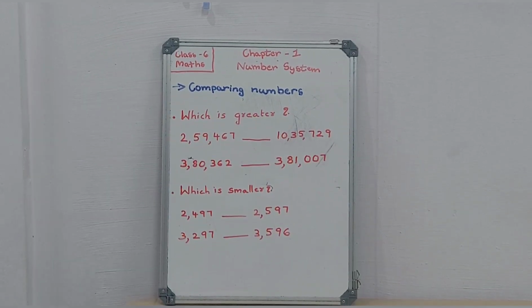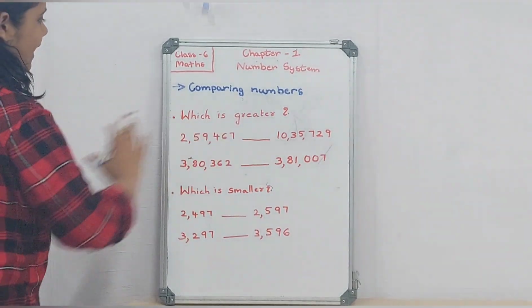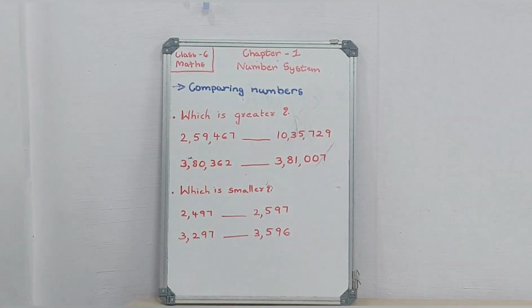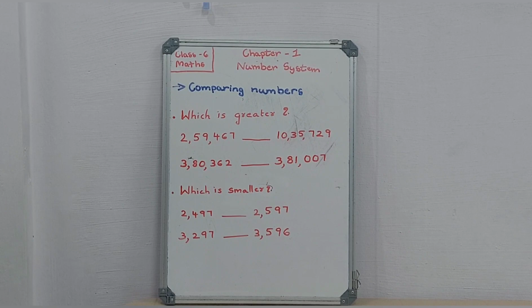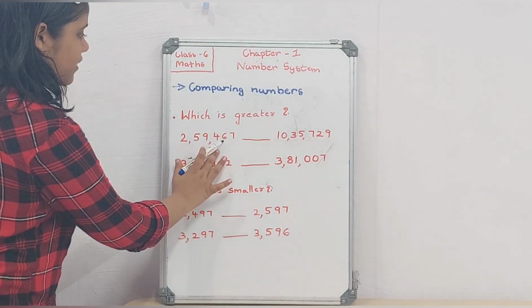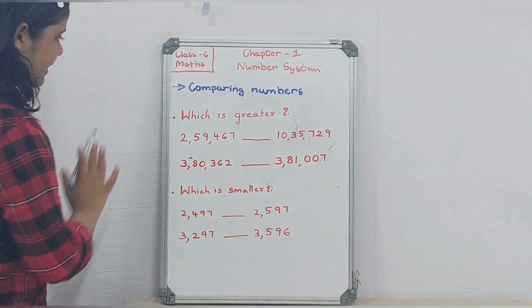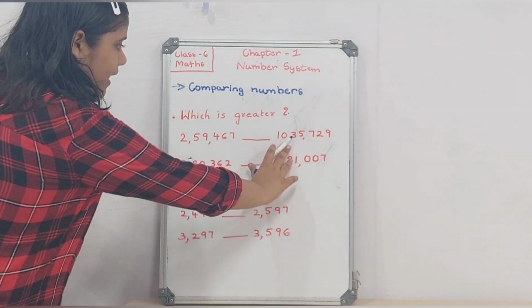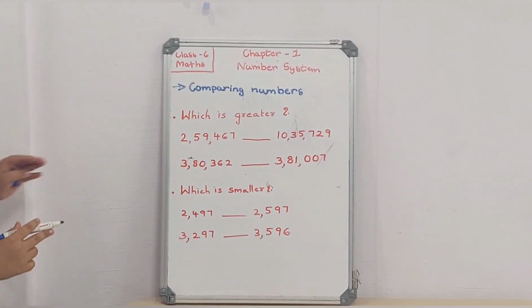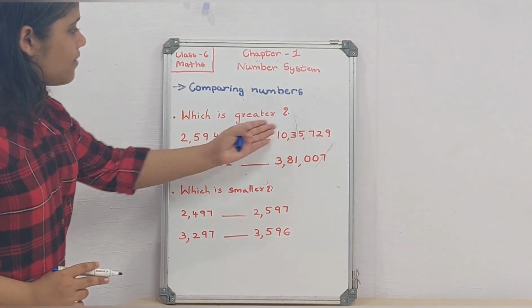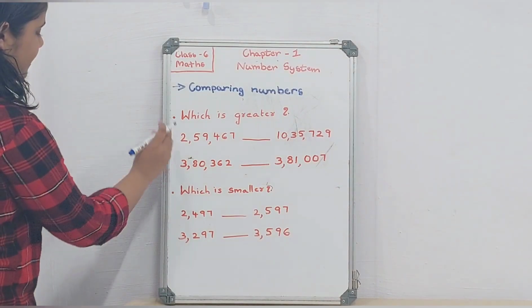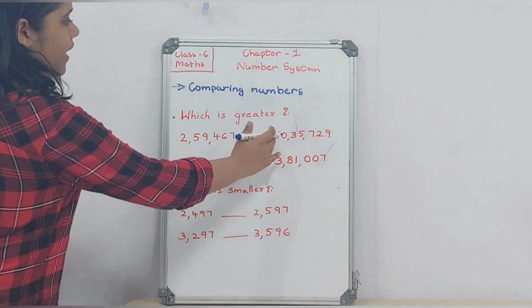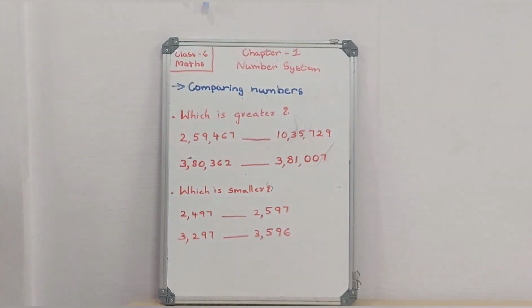Now let's see some more questions. Here the question is, which is greater? So first we have to see how many digits are there in a number, right? Over here we see 1, 2, 3, 4, 5, 6. Then here we have 1, 2, 3, 4, 5, 6, 7. Right? Over here we have 6, here we have 7. That means here we have numbers till lakhs, and here we have till 10 lakhs. Right? So which is bigger?